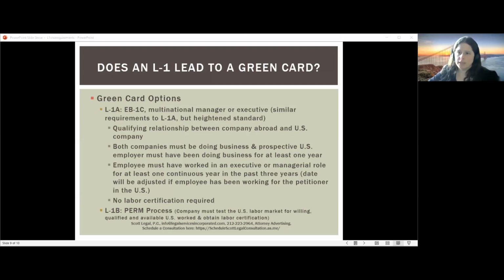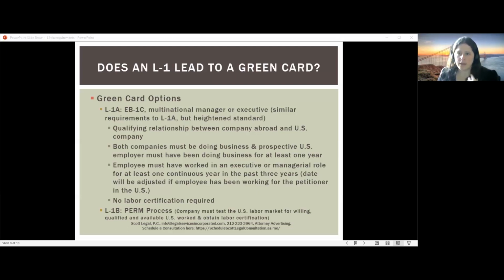If you're coming as an L1B, as mentioned, if you were in a specialized knowledge role abroad, or you're holding a specialized knowledge role in the US, then you wouldn't qualify for the multinational manager or executive category. You would need to qualify under another green card category. One popular option is called the PERM. This is where the U.S. employer will sponsor the employee for a green card. They have to go through a labor market test where they put out advertisements and interview any applicants that seem willing, qualified, and available. And if they do find any willing, qualified, and available U.S. workers for the role, then the process has to stop.